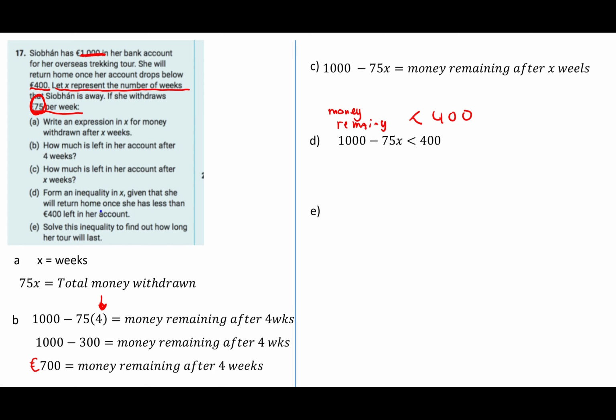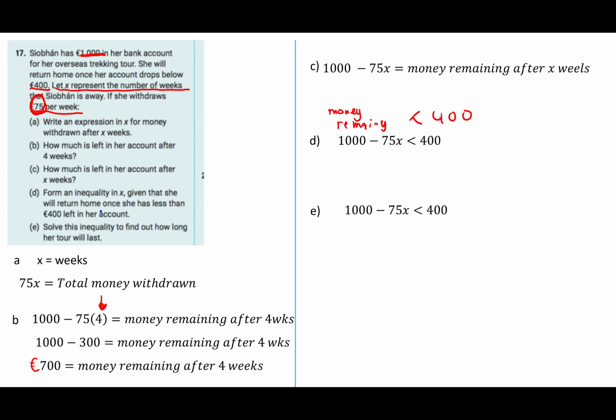Let's try part E. Solve this inequality to find out how long her tour will last. When we're solving inequalities, we solve them the exact same way we would if we have equal signs, except be careful at the end. If you divide by a minus, you must flip your inequality. Let's try this one together. 1,000 minus 75X is less than 400. We want to solve for X. This means we want X on the left-hand side of the inequality and our numbers on our right-hand side.